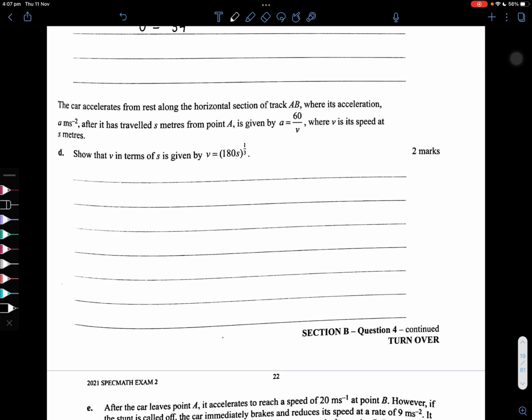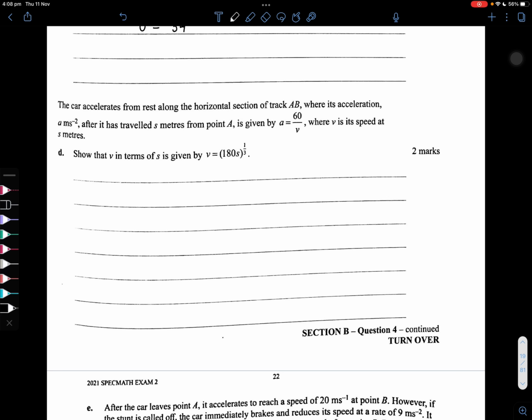The car accelerates from rest along the horizontal section of track AB, where its acceleration a meters per second squared after it has traveled s meters from point A is given by that, where v is its speed at s meters. Show that v in terms of s is given by that. Okay.